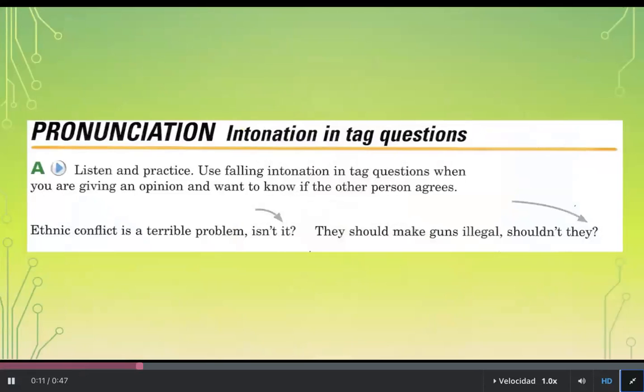Intonation in tag questions. Part A. Listen and practice. Use the following intonation in tag questions when you are giving an opinion and want to know if the other person agrees. Ethnic conflict is a terrible problem, isn't it? They should make guns illegal, shouldn't they?